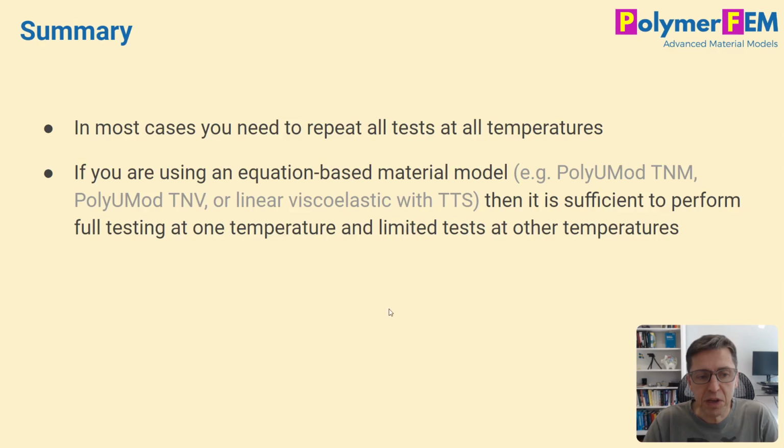And then the exception here is if you use an equation-based material model, like the PolyUmod three-network model, or the TNV model, then you can get away with fewer experiments at other temperatures because the equations control that, and you just need to find the individual parameters in these temperature-dependent equations. So that's how I would think about this when you test your material. Think ahead of what material model you want to use, and that will guide you in terms of what type of experiments are needed. If you have any questions on this, you can ask them below.